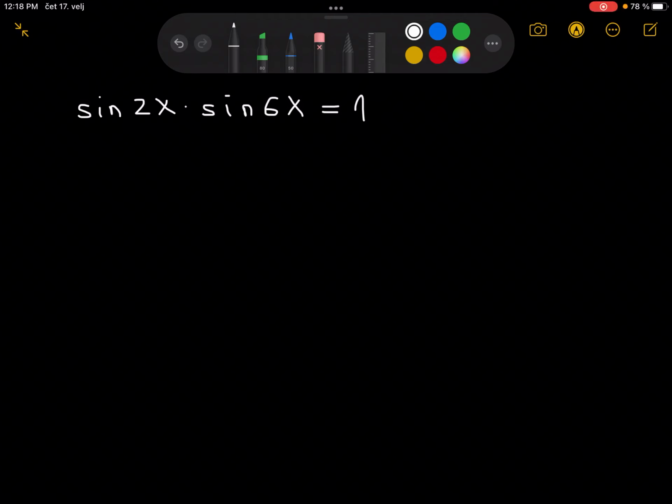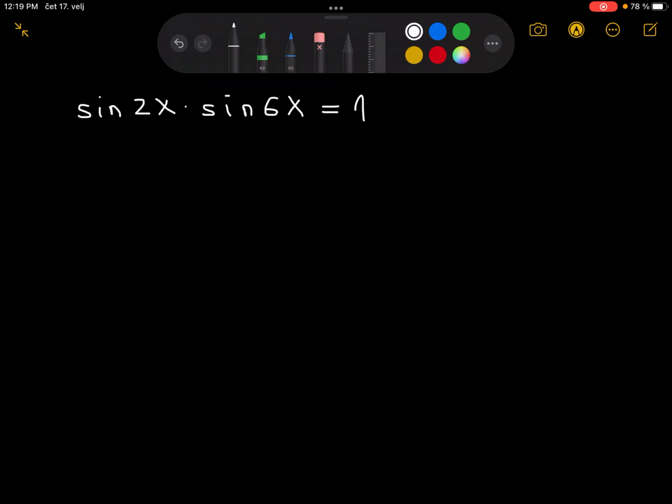Hi everyone. So today we're going to be proving that the equation sine of 2x times the sine of 6x doesn't have any real solutions. I'm going to be doing this problem in two ways. I'll show the first one in this video, and I'll show the second way in the other video.